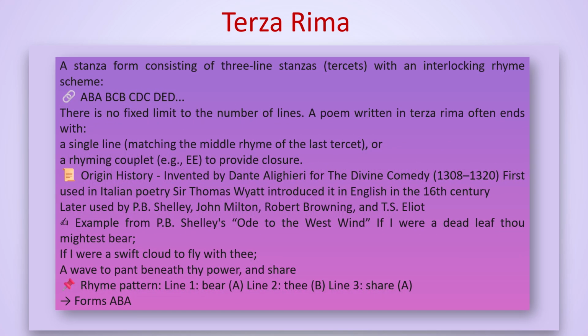Let us look at the famous work of P.B. Shelley, Ode to the West Wind. Here, in the 3 lines, we can see that the last word of the first line is bear. Then the second one is thee, and the third one is share. We can see that the first and the third lines match, that is bear, share. But the second line's word, thee, doesn't match. So it moves on to the next stanza, and the rhyming scheme will be ABA and BCB. This is the Terza Rima rhyming structure.